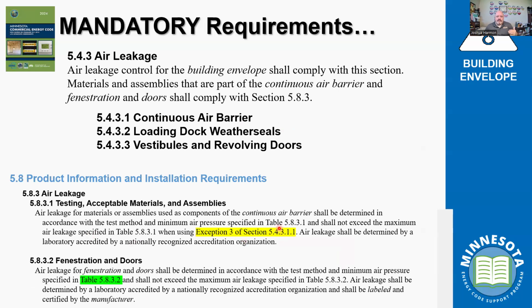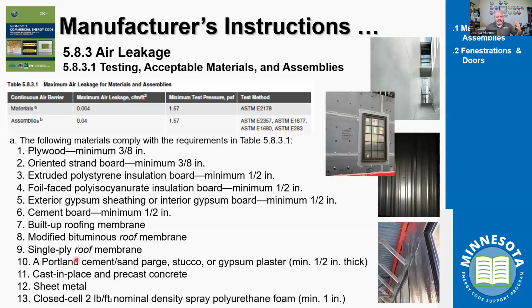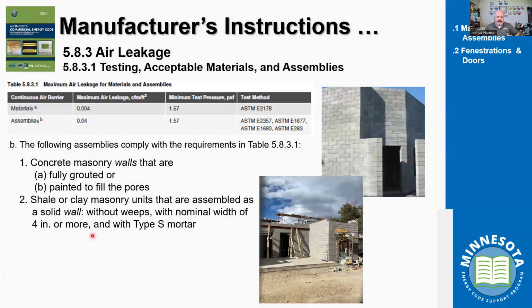But when we really get into it, what it's telling us is that air leakage, those mandatory expectations, is that the materials being used meet their specific air leakage testing expectations, right? That we're going to have certain materials that have been tested to meet the air leakage requirements. That's that list of 13 different materials that we see, right? The plywood, the OSB, the certain types of spray foams. And then we see those assemblies identified as well as those concrete, shale, masonry walls, right?